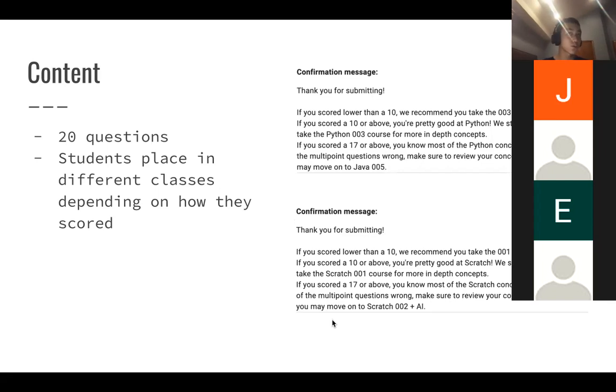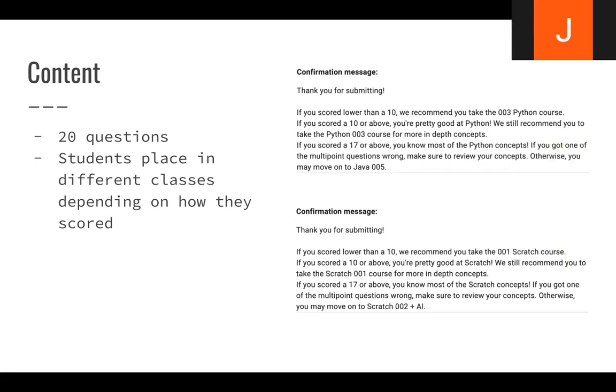And maybe you score a perfect 20, and that's really good. Then you would be able to move on to the next course, Java 005 or Scratch 002. So this kind of evaluation survey aims to help students be able to choose which course they want.